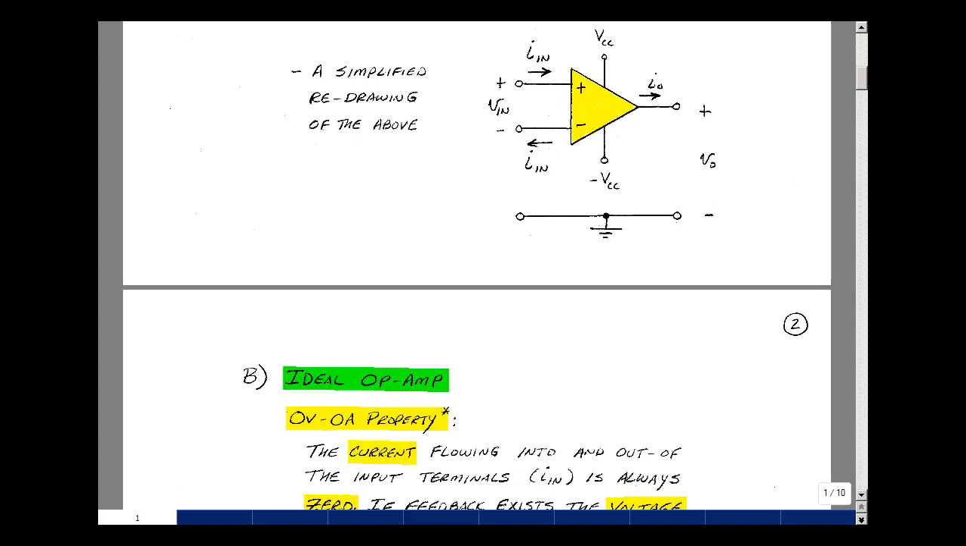If we have a feedback connection from the output to the input, then the voltage across these terminals is driven to 0. In a real op-amp, the voltage across here is very small, millivolts, microvolts. So I'm going to once again state the ideal op-amp property, that the current flowing into and out of the input terminals of the op-amp is 0, and if feedback exists between the output and the input pins, then the voltage across these terminals is also driven to 0. We're going to use this property in this chapter, but we'll actually prove it in Chapter 3 on page 45.